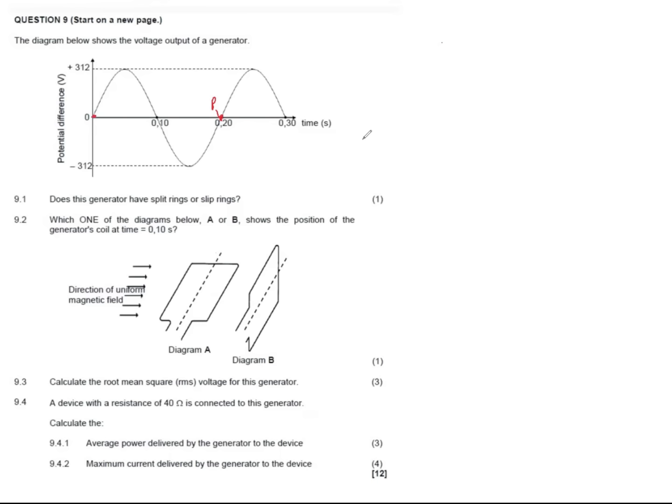Now looking at this, we can see that this shape here is normally the one that we get for AC, and this is the shape that we normally have for a DC.